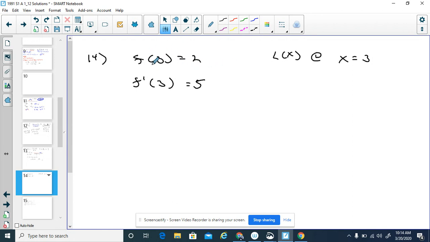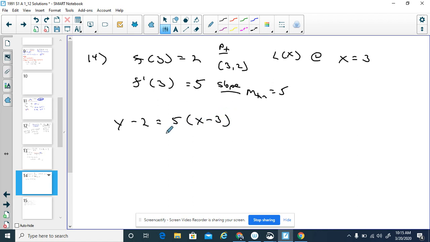Let's think about the information they give you. When you see f of 3 equals 2, you should think, oh, they're giving me a point: 3 comma 2. Easy breezy. When you see f prime of 3 equals 5, you should think, oh, they're giving me a slope, so m tan is 5. Remember, linearization uses the point-slope formula, right? Write the equation of a tangent line. So I'm going to get y minus 2 equals 5 times x minus 3. There's the equation of my tangent line.